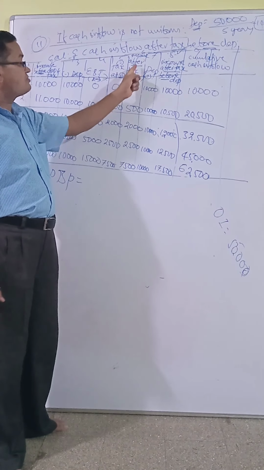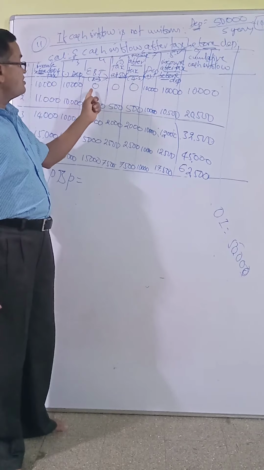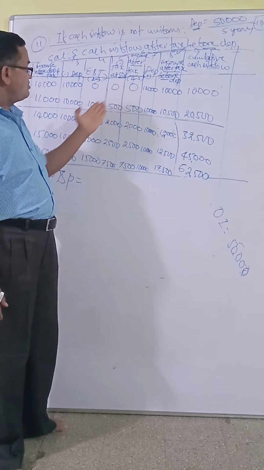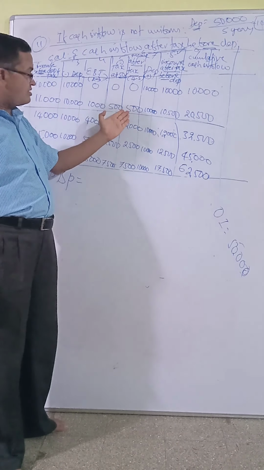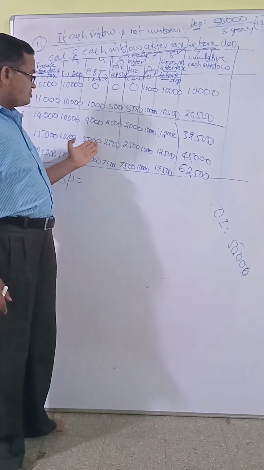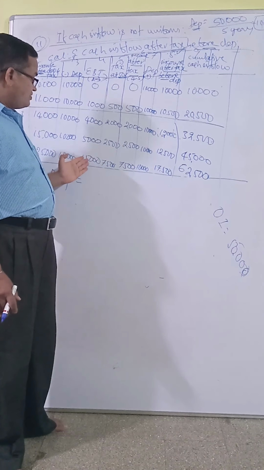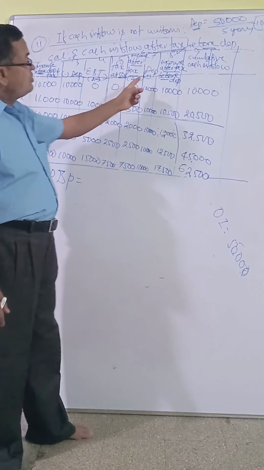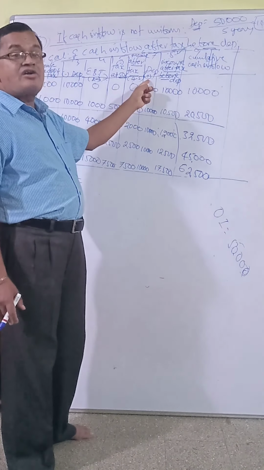Income after tax, that is column 4 minus column 5. This income after tax means deduct tax: 0, 1,000 minus 500 is 500, 4,000 minus 2,000 is 2,000, 5,000 minus 2,500 is 2,500, 15,000 minus 7,500 is 7,500. Then the 7th column is add depreciation.